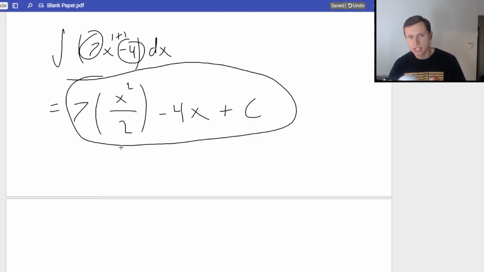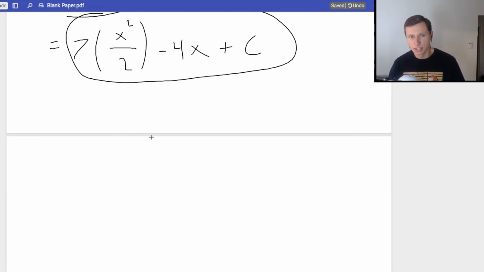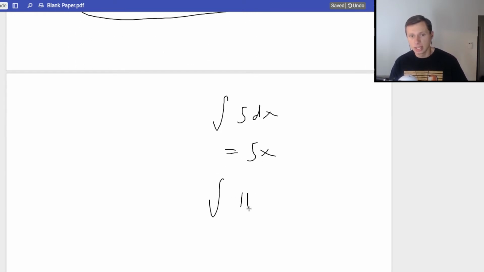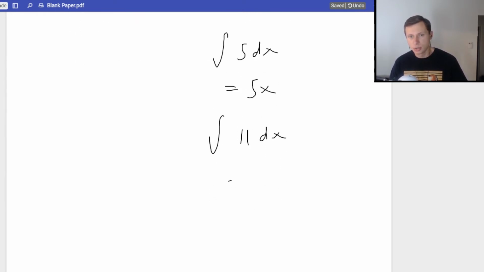And one more thing I want to say about that integral of minus 4. If I had the integral of 5 dx, then that integral would just be 5x. If I had the integral of 11 dx, then that integral would just be 11x. Oh, and I forgot the plus c, sorry. But that's the point. If you don't have an x in your integral, you just add one and that's the integral. There you go. Easy. Any questions so far?